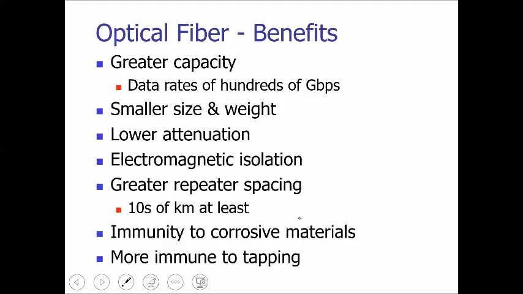So fiber optic cables have a lot of benefits. The biggest benefit being that it has a really high data rate, and it's smaller in size, and it has a lower attenuation rate. So since it has a lower attenuation, you don't really need a lot of repeaters to repeat the signals. And it is also immune to corrosive materials because it's not iron, it doesn't rust, it's just made of glass, so it doesn't really corrode.